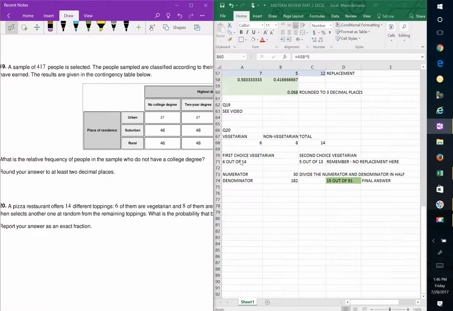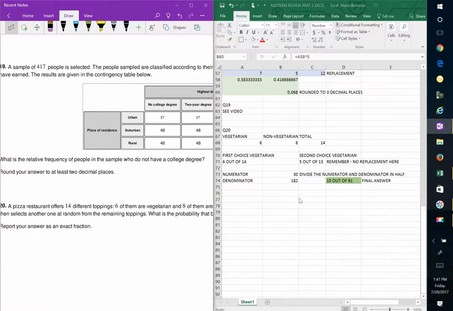So the first choice being vegetarian is 6 out of 14, but here's the thing, this is food. We don't put food back. So we're assuming without replacement. So if I go back, I'm down to 13 toppings, and out of the 6, I've already used 1, so I'm down to 5. I'm in essence multiplying these two values. So notice at the top, I wrote numerator, denominator. In numerator, I'm multiplying 6 times 5 to get 30. In denominator, I'm multiplying 14 times 13 to get 182.